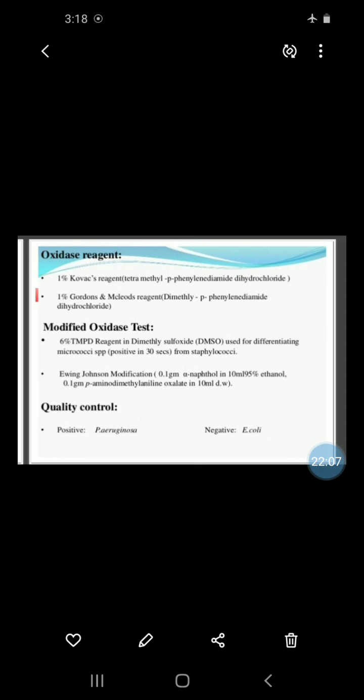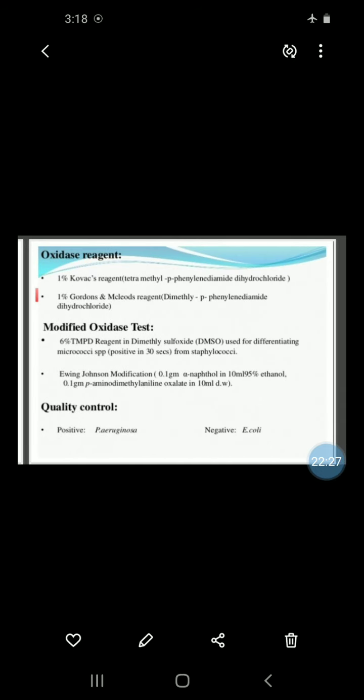Then quality control: it is positive for Pseudomonas aeruginosa and it is negative for Escherichia coli.